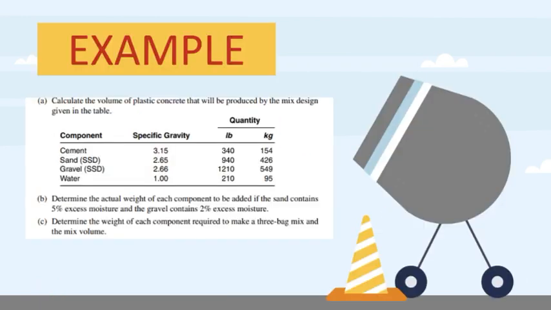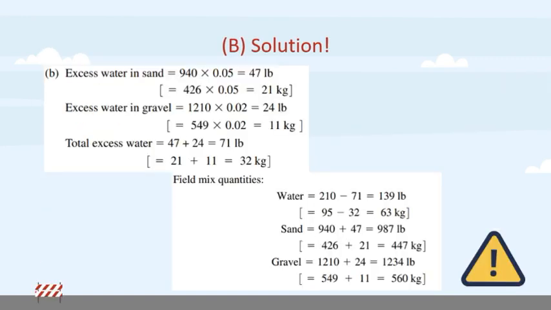So, for letter B, determine the actual weight of each component to be added if the sand contains 5% excess moisture and gravel contains 2% excess moisture. So here's the solution for letter B. For the excess water in sand, the weight is 940 multiplied by 5% excess moisture, so we'll get 47 pounds. And for gravel it's 2%, so we multiply its weight by 2%, and we'll get 24 pounds. So the total excess water in the two components is 47 plus 24, which is 71 pounds.